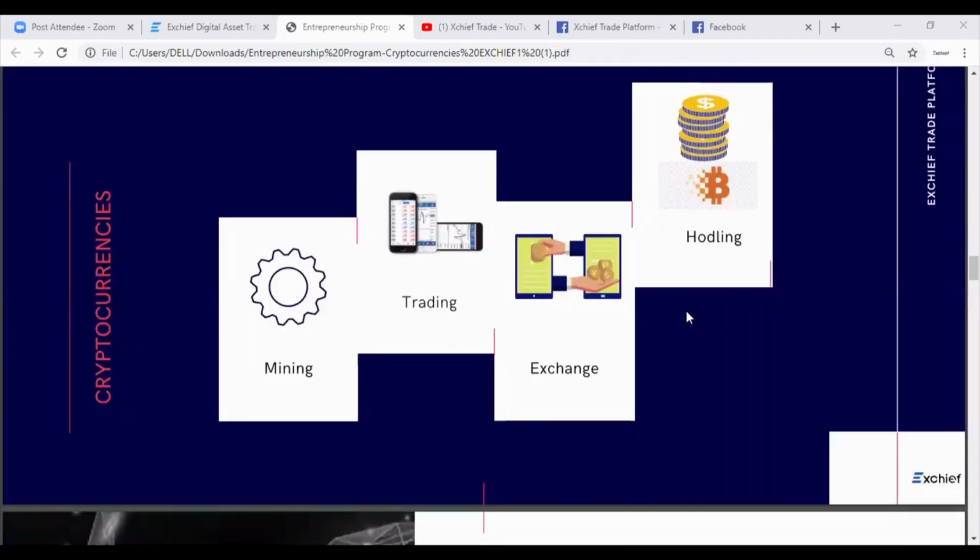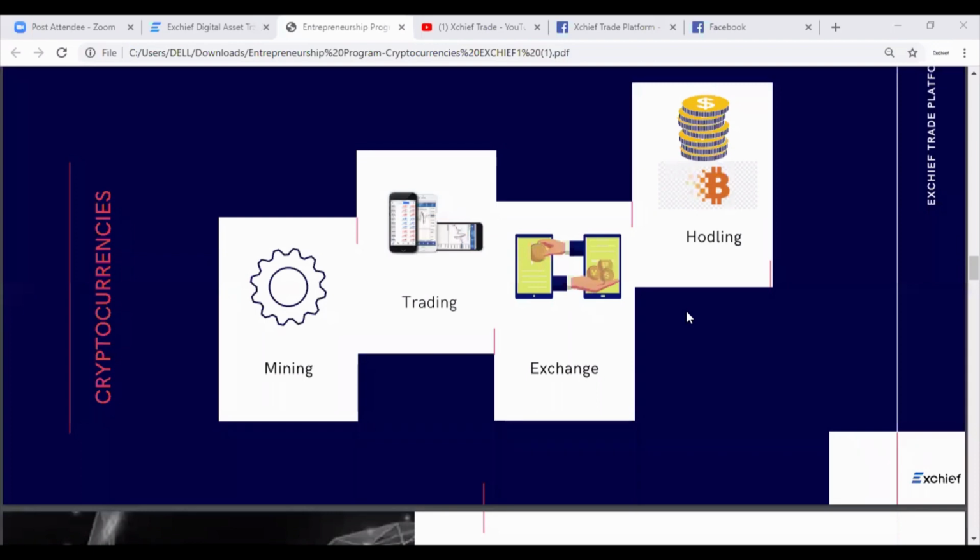Why cryptocurrency? Because it's a means of actually trading. It's actually a means of exchange. We exchange money. Money is a form of exchange. Let's say I'm buying something, I'm buying goods. I pay for it with money. Same with cryptocurrency. You can pay for goods and services with cryptocurrency. You can also mine cryptocurrency.